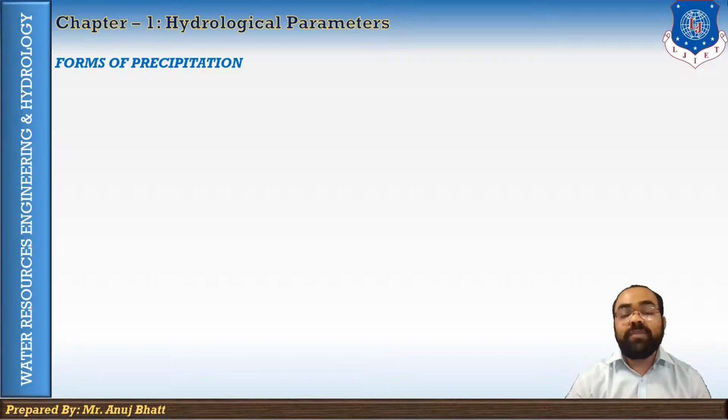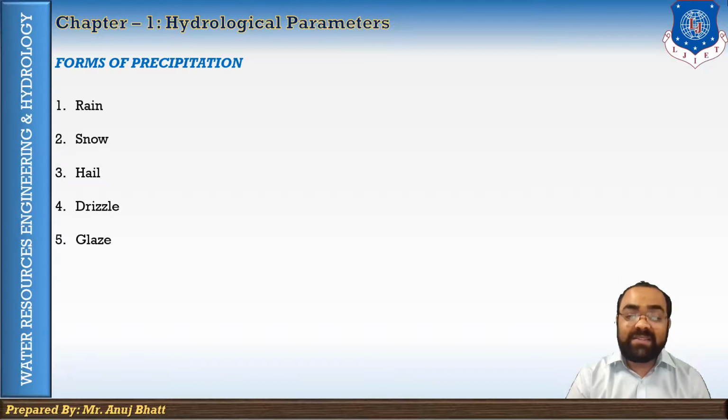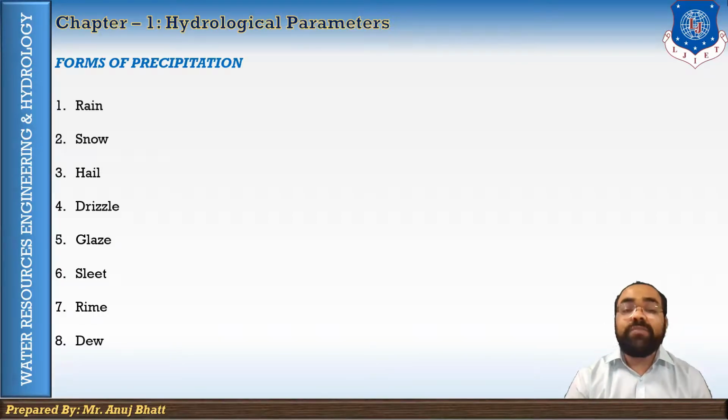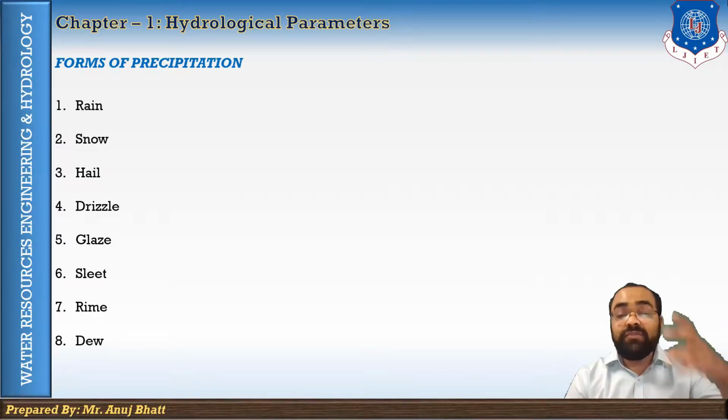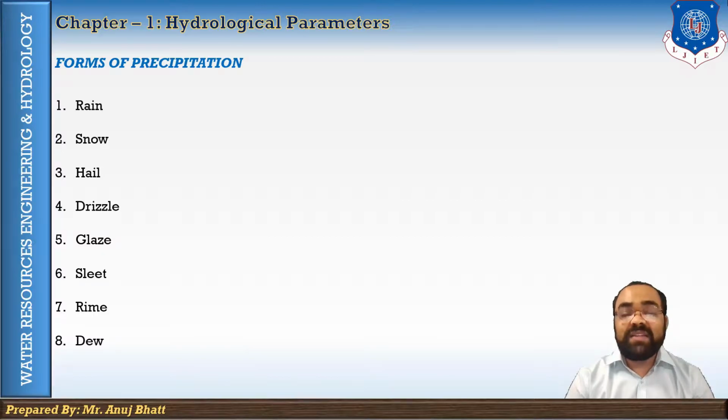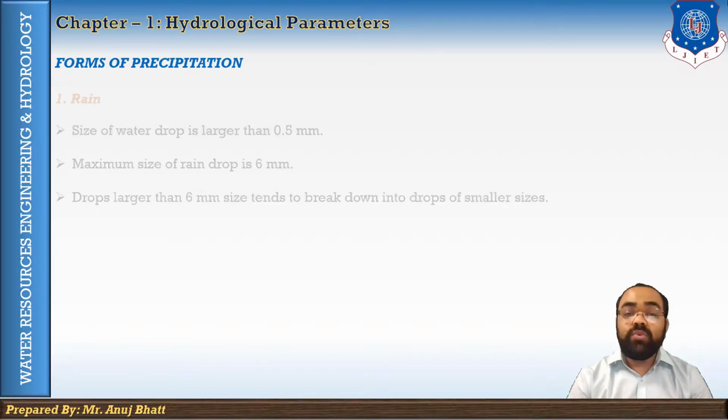There are various forms of precipitation. Some of the very common forms of precipitation are rain, snow, hail, drizzle, glaze, sleet, rime, and dew. So these are the common forms of precipitation from where the water or the fluid particles come from the cloud onto the earth's surface. Okay, so we will start with the first one, that is the rain.